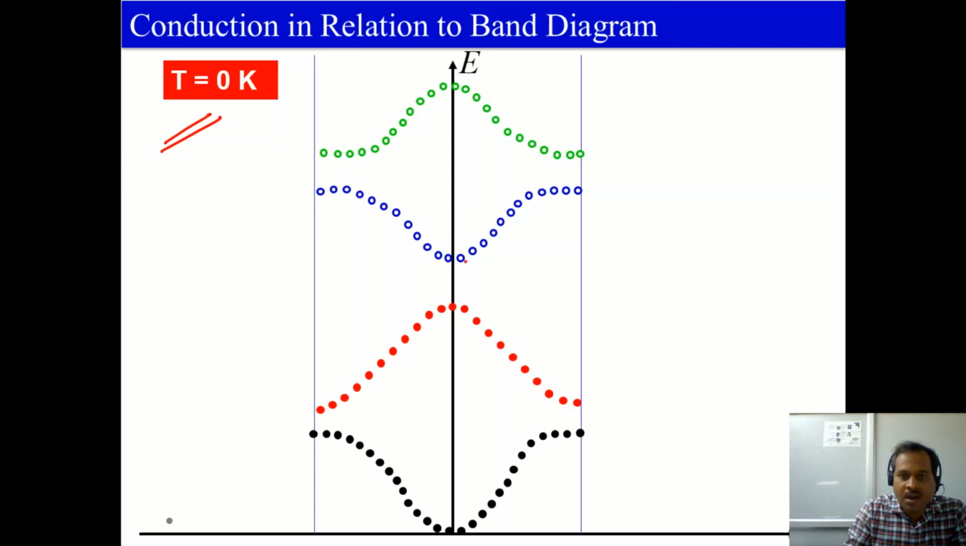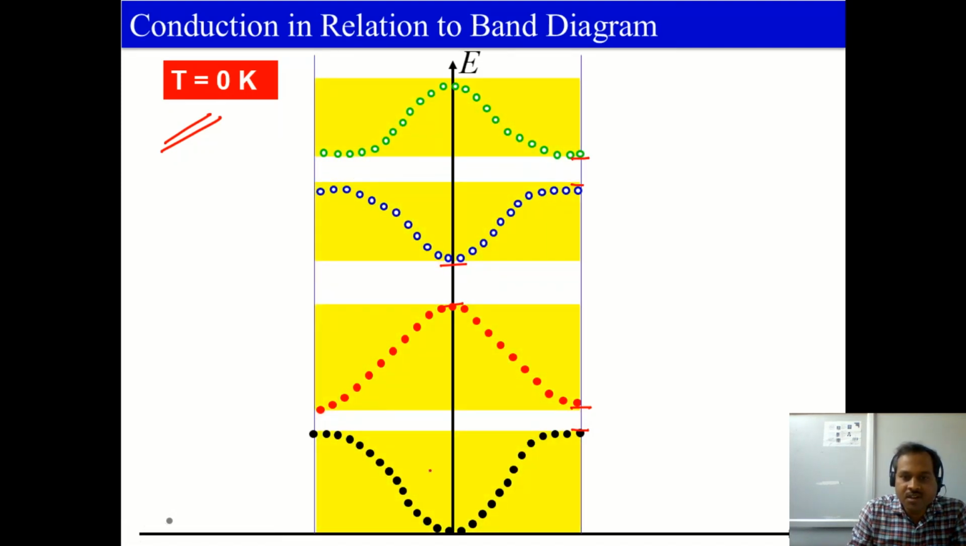Empty band means it doesn't contain any kind of charge carrier, and in between them we are having the existence of forbidden band. Between this and this we are having the existence of forbidden band. So these yellow portions are allowed bands. Here these are the electronic states. It is completely filled. Here also it is completely filled, whereas these bands are completely empty at T equal to 0 Kelvin.